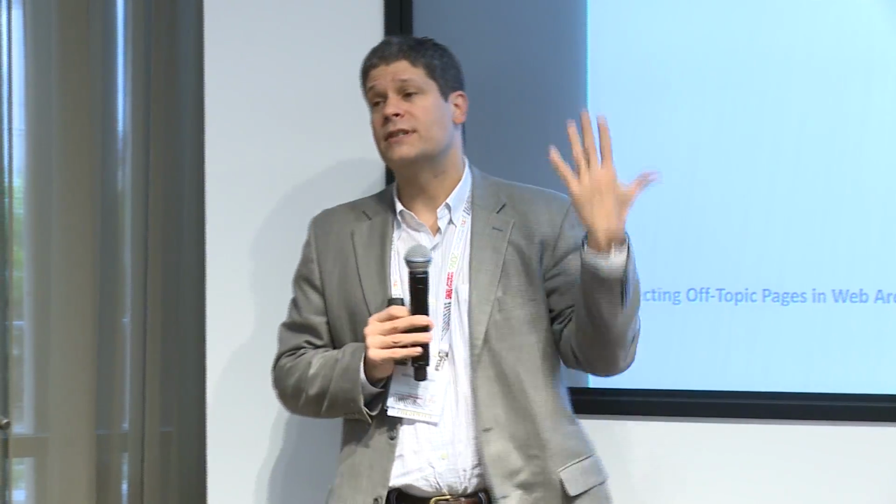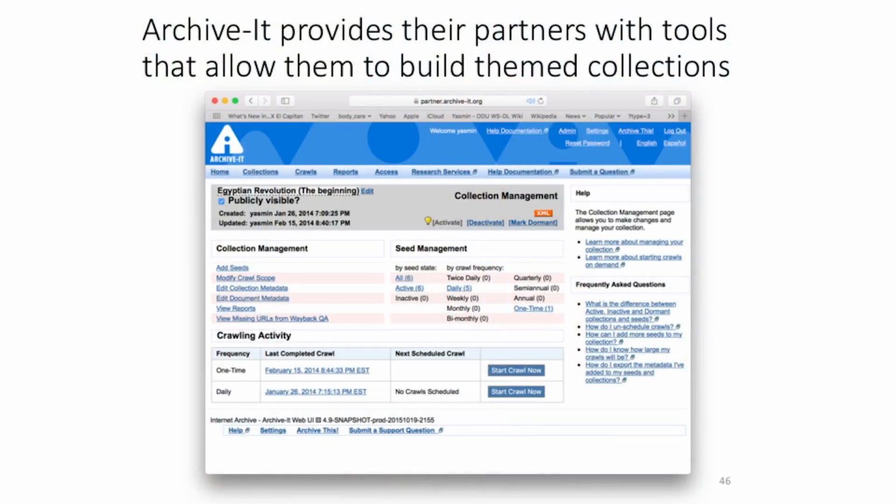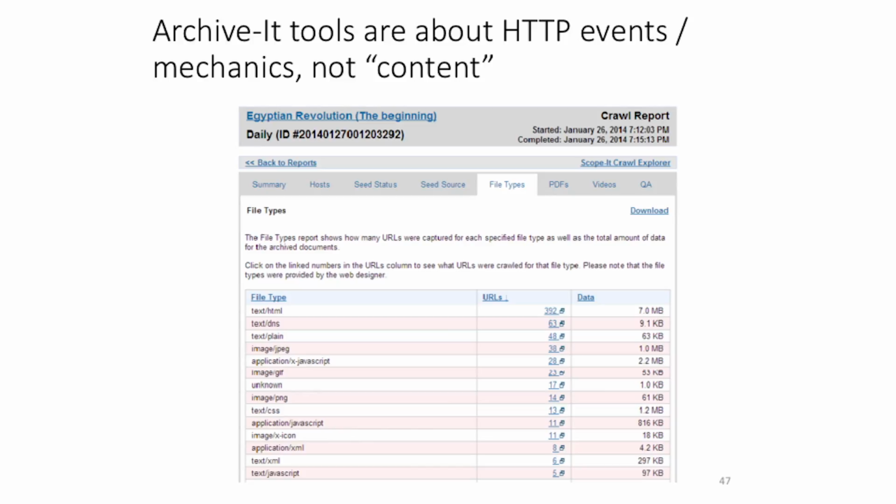All right, so to create these collections, one of the things we were focused on was detecting off-topic pages, because this is something that can happen. Archive-It gives you really nice tools for performing the crawl and understanding what happens in the crawl. But basically the data that you get back is about HTTP events, right? You had this many hosts and this many 200s or 404s and this many MIME types and so forth. It doesn't give you an idea about the content.